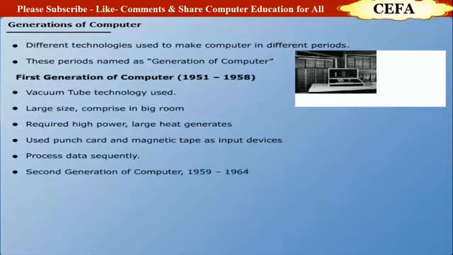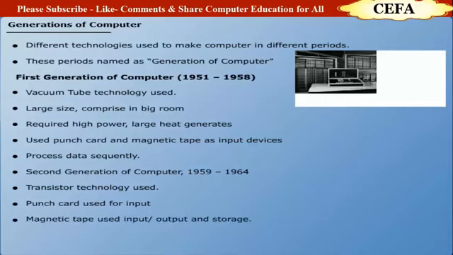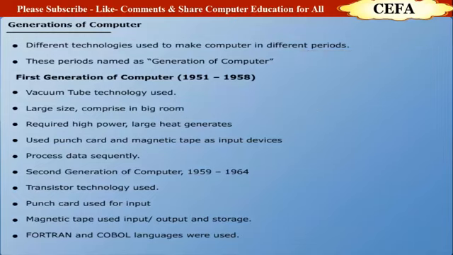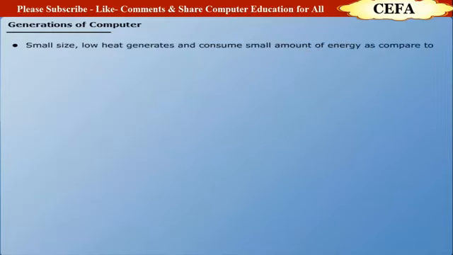Second generation of computer, 1959 to 1964. In the second generation of computers, transistors replaced vacuum tubes. Punch cards were used as an input device to feed the computer programs, instructions. Magnetic tapes were also used as an input-output storage. Some high-level languages like Fortran, COBOL, and BASIC were also used. These are small-sized computers. Less heat is generated and they consume less energy as compared to the first-generation computers.